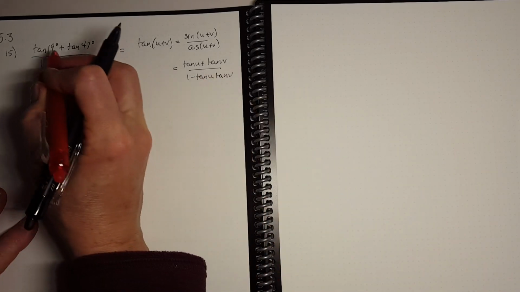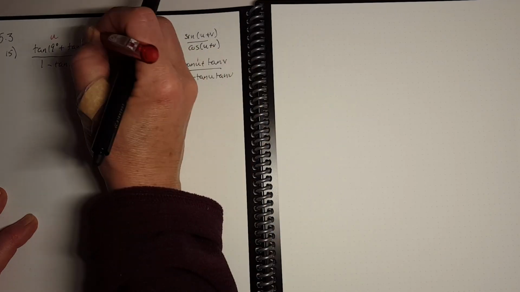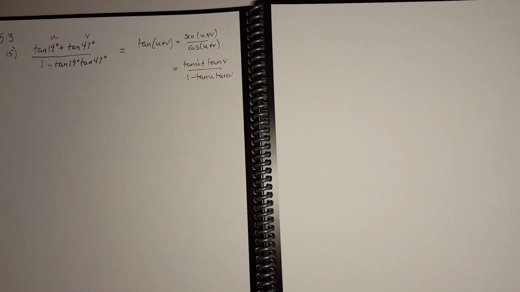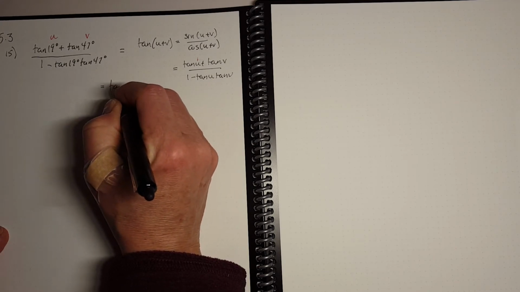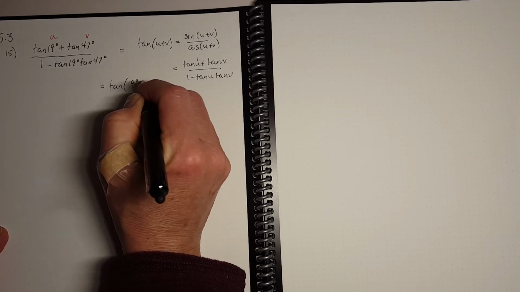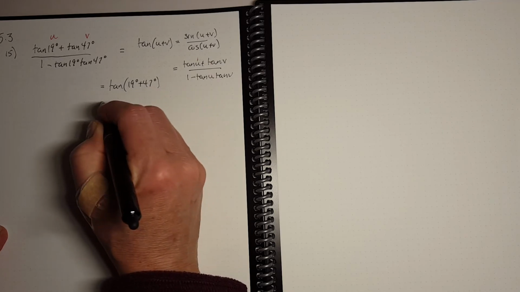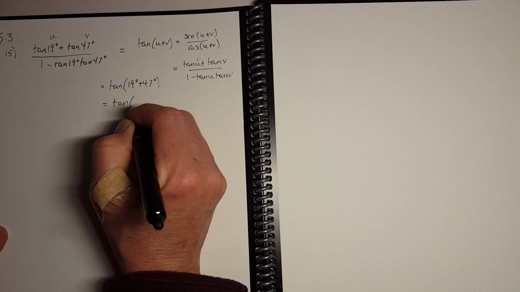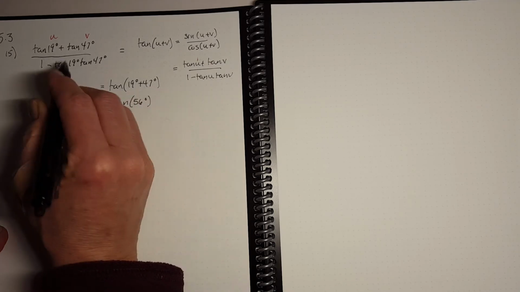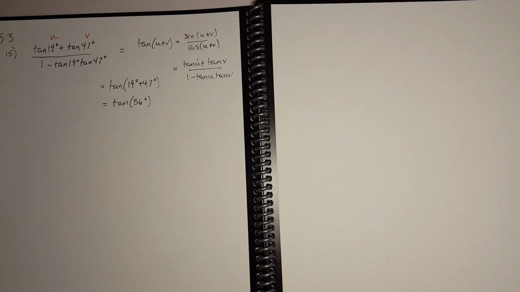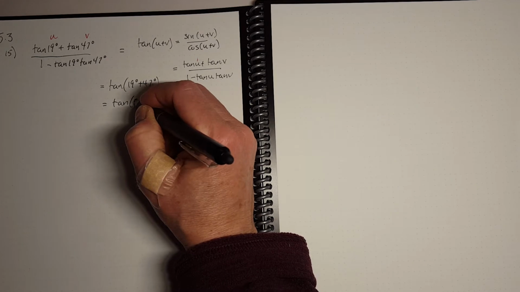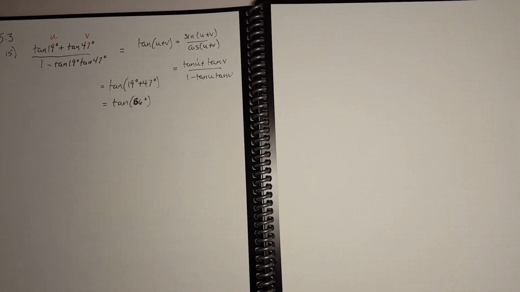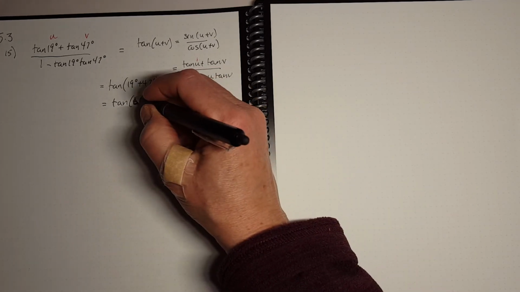And we can see that U is the 19 and V is the 47. So this is exactly the same as tan of 19 degrees plus 47 degrees. And when we add those up, we get tan of 66 degrees. Whoopsie. 19 plus 47 is 66.